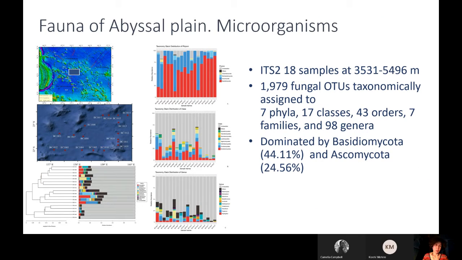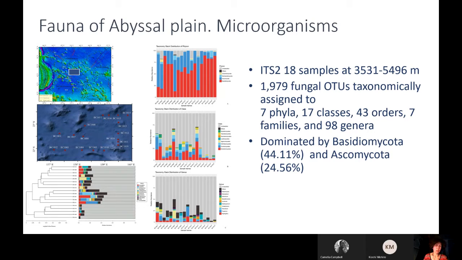Fauna of the abyssal plain is much less known. The main group of microorganisms studied from there is fungi, and mainly it was done using genetic samples. From 18 samples at depths below 3,500 meters, almost 2,000 operational taxonomic units were reported, assigned to 7 phyla and almost 100 genera, dominated by Basidiomycota and Ascomycota.